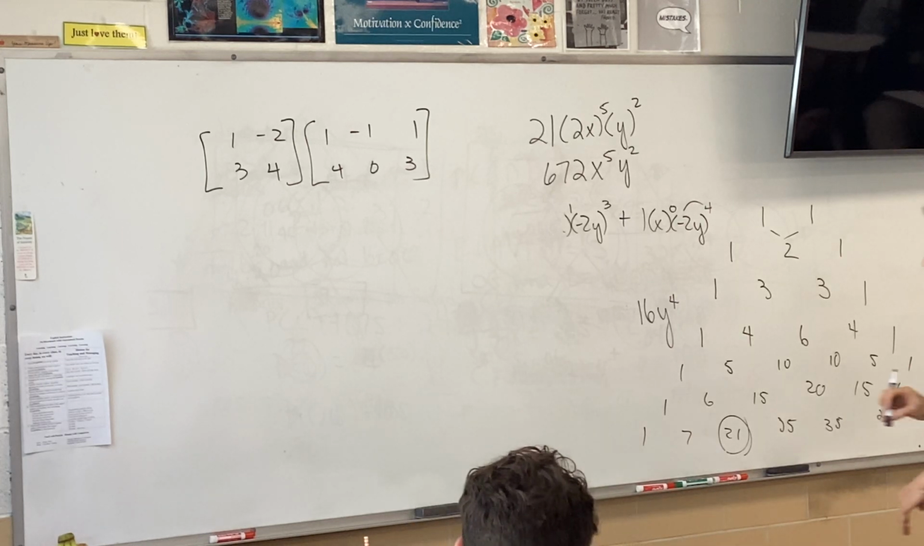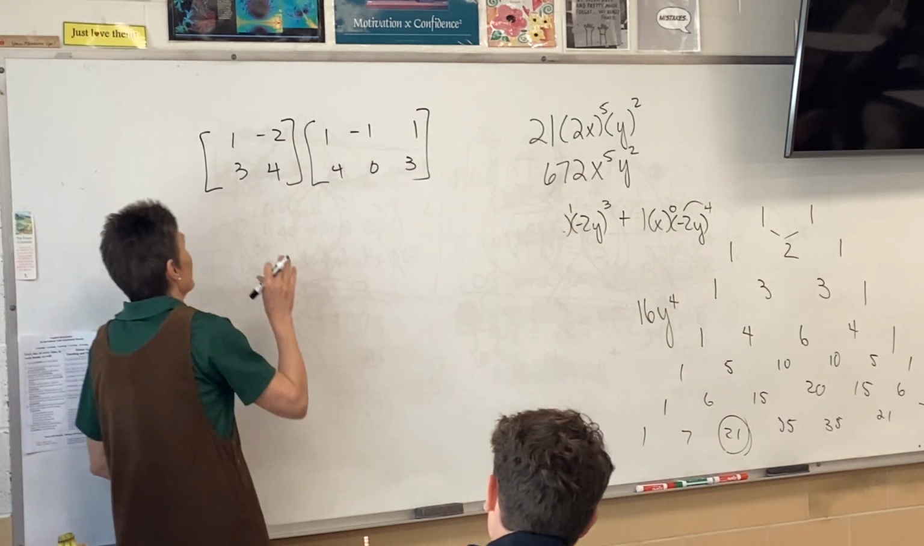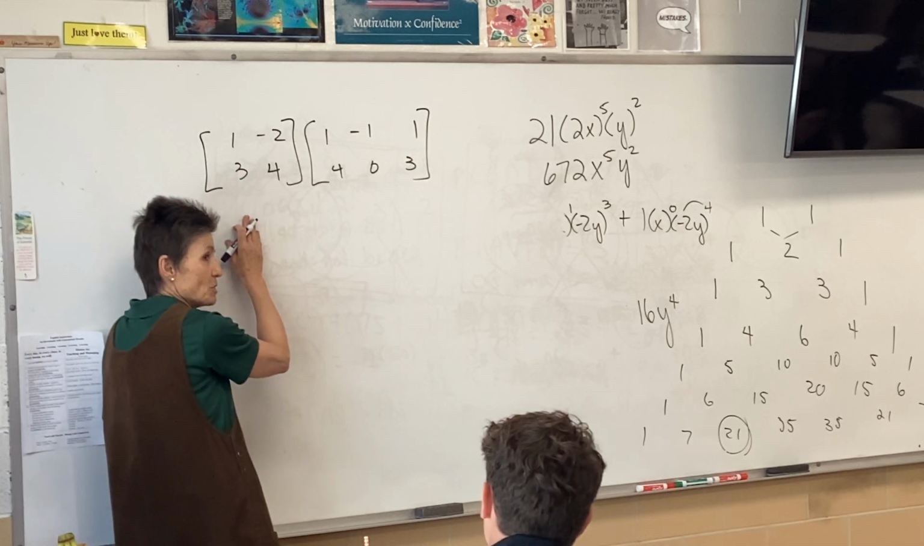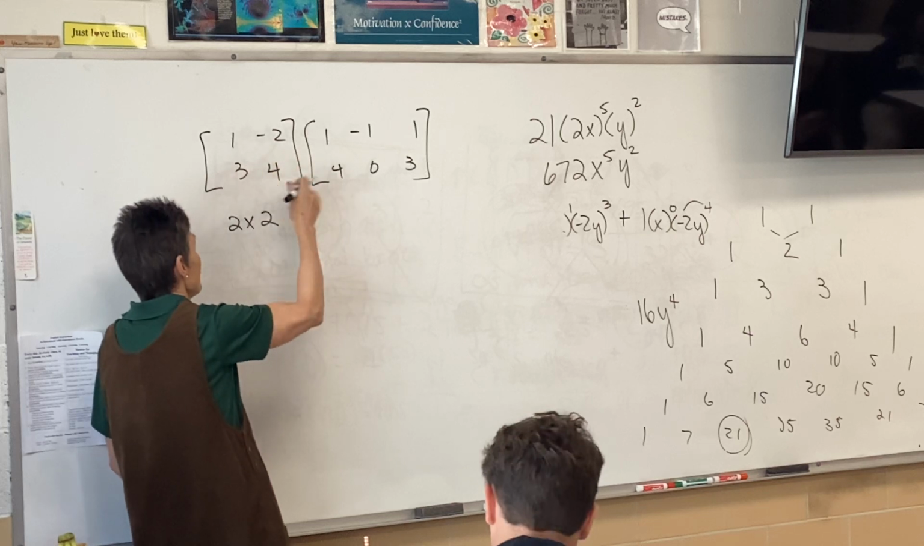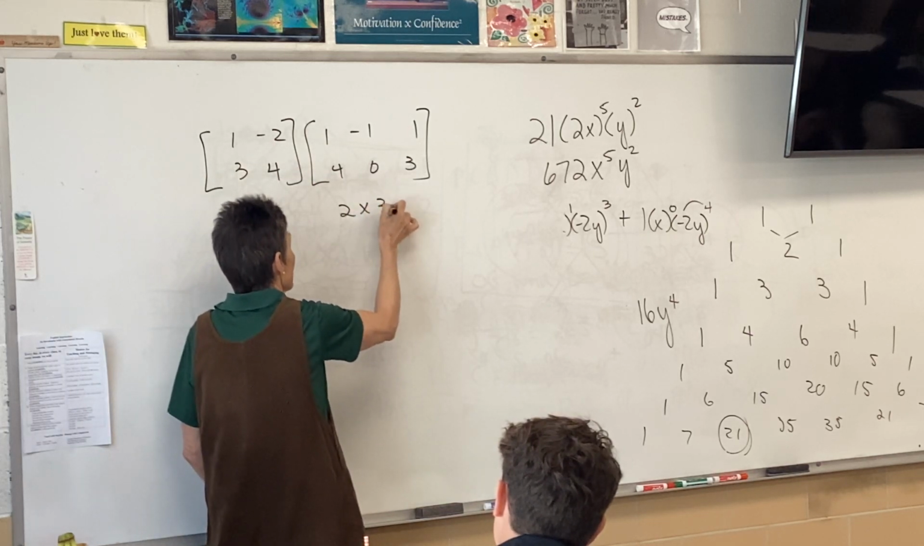thank you. The rule for multiplication is this. Figure out the dimensions of your two matrices. What are the dimensions of this guy? 2 by 2. 2 rows, 2 columns. How about this guy? 2 by 3.